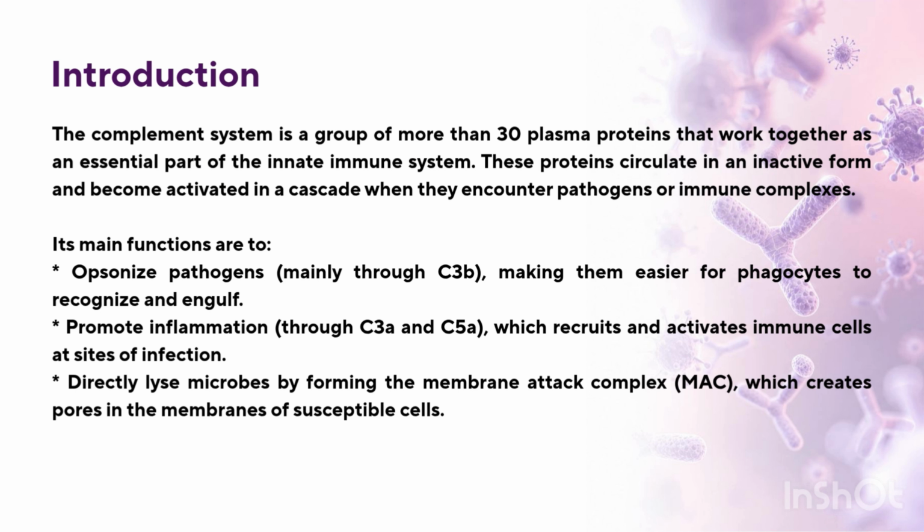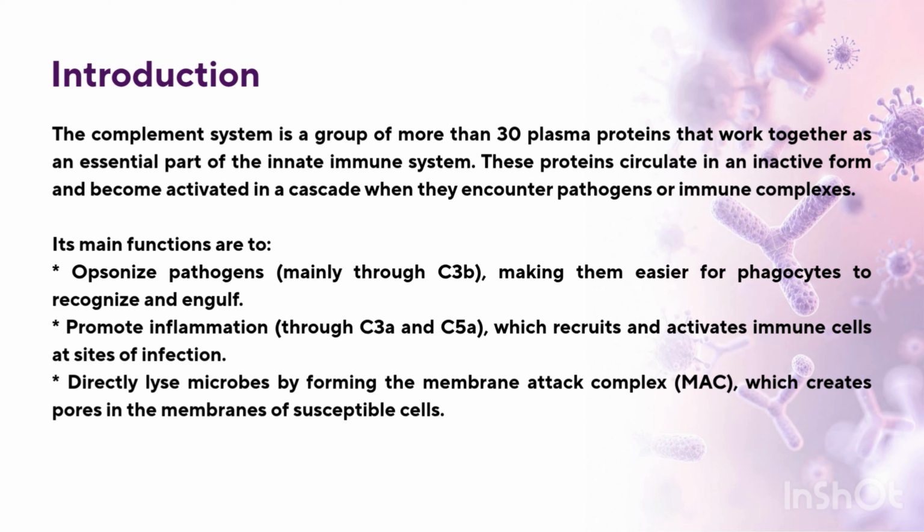The complement system is an important part of the innate immune system and consists of more than 30 plasma proteins. These proteins normally circulate in an inactive form and become activated in a cascade when they encounter pathogens or immune complexes. The complement system has three main functions.